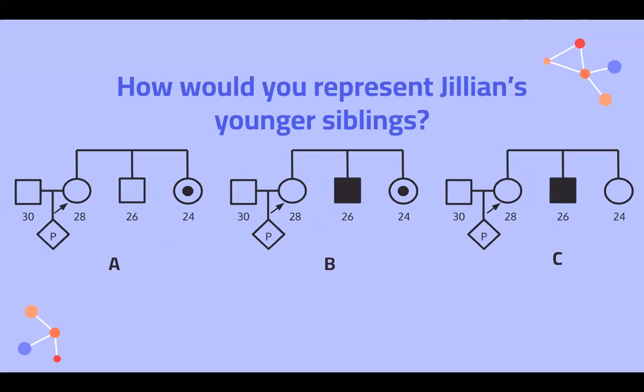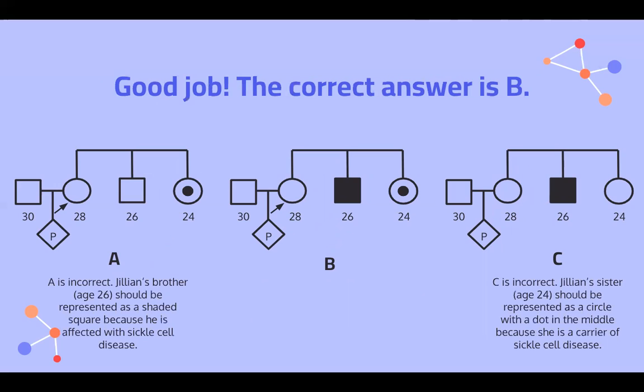Now we're getting into some of the bigger questions. How would you represent Jillian's younger siblings? Again, pause the video to think it through and continue when you're ready. Good job. The correct answer is B. A is incorrect because Jillian's brother should be represented as a shaded square. This is because he is affected with sickle cell disease. C is incorrect because Jillian's sister should be represented as a circle with a dot in the middle because she's a carrier of sickle cell disease.